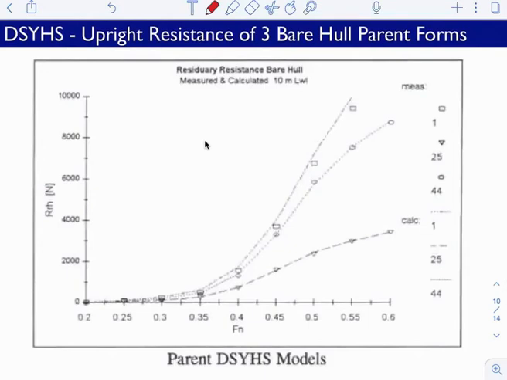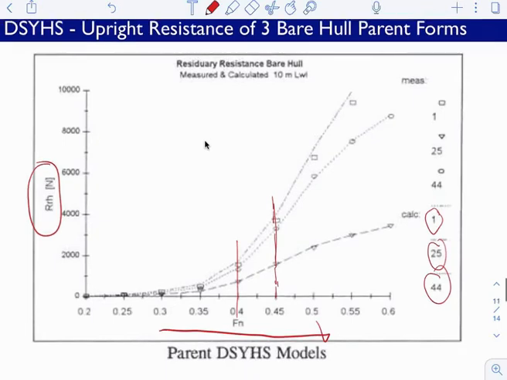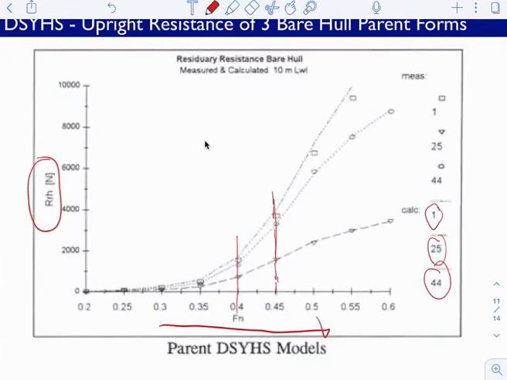These are the 3 parent hulls, which were hull 1, 25, and 44 in their numbering system. And you can see as they vary the Froude number here, and again you can see the rise in drag that's occurring here between 0.4 and 0.45. The drag starts to increase rapidly, and this is actual resistance in newtons of their 10-meter hulls. And they have obviously very different characteristics, these parents of these 3 series, because the resistances are drastically different at the same Froude number over the same length.